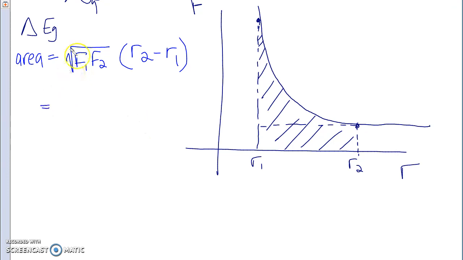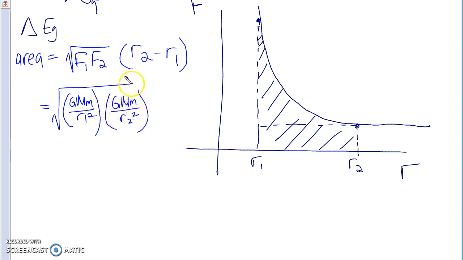Okay? Alright, so what I'm going to do is plug my values in, and I'm going to end up with the following. It's going to be big G, big M, small m over R1, times R1 squared, of course, times big G, big M, small m divided by R2 squared. And this is R2 minus R1.